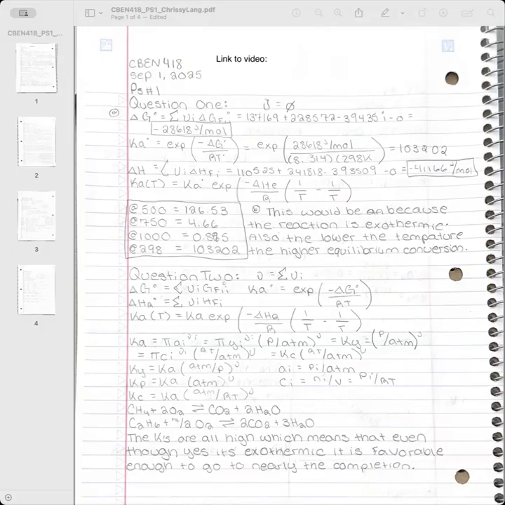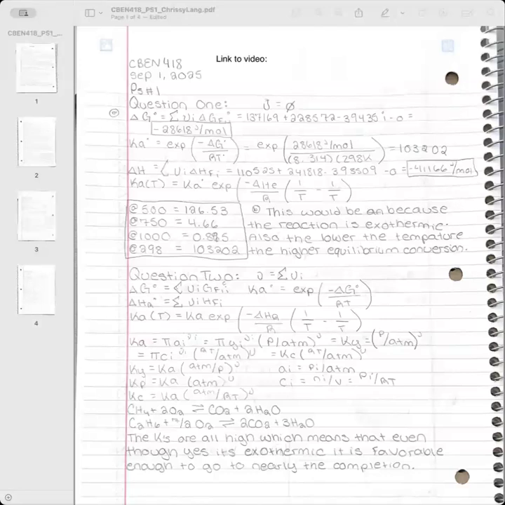I started off by calculating the Gibbs free energy change, which can be seen as the first thing done. Then using the formation energies of the species involved, I was able to get 28,618 joules per mole. And then I had delta G, and I used Ka equals the exponent of negative delta G over RT. So I just plugged in the number I got above for Gibbs free energy, which ended up coming out to the number on the screen.